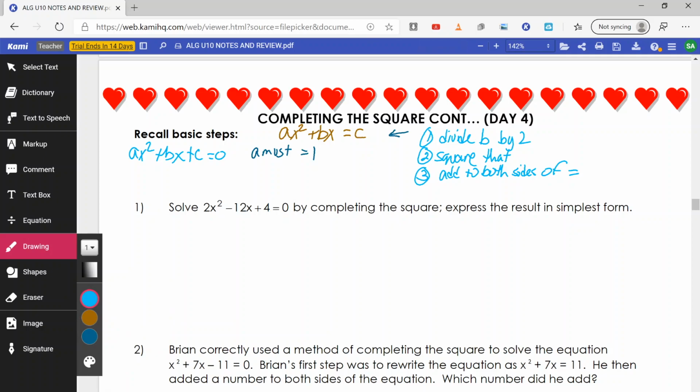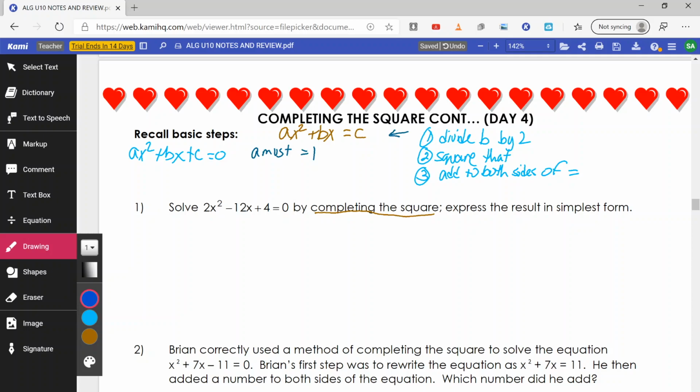So we're going to take a look at this particular problem: 2x squared minus 12x plus 4 equals 0. We have to use the complete the square method. So what we're going to do is get it in the correct format. Here we have to have it set up so we have x squared plus x equals a number. So 2x squared minus 12x plus 4 equals 0. That's not the right setup for completing the square. I actually have to move the 4 over.